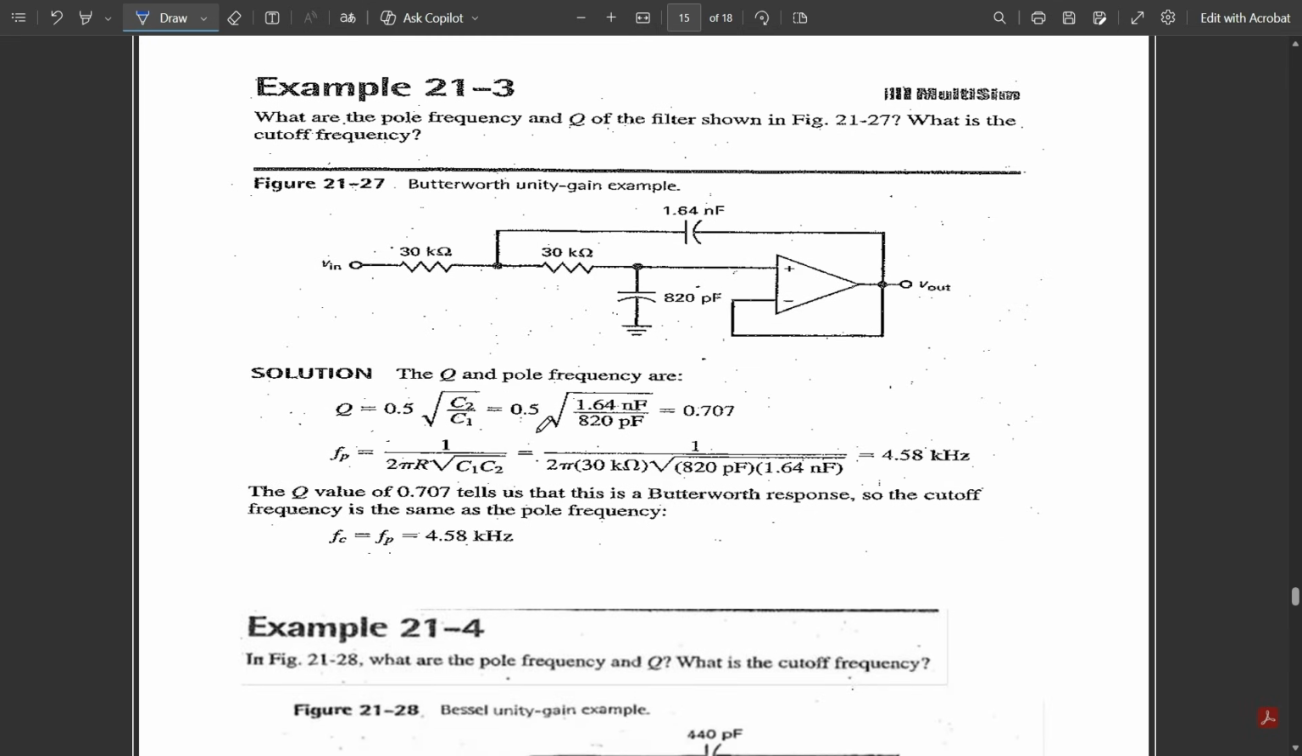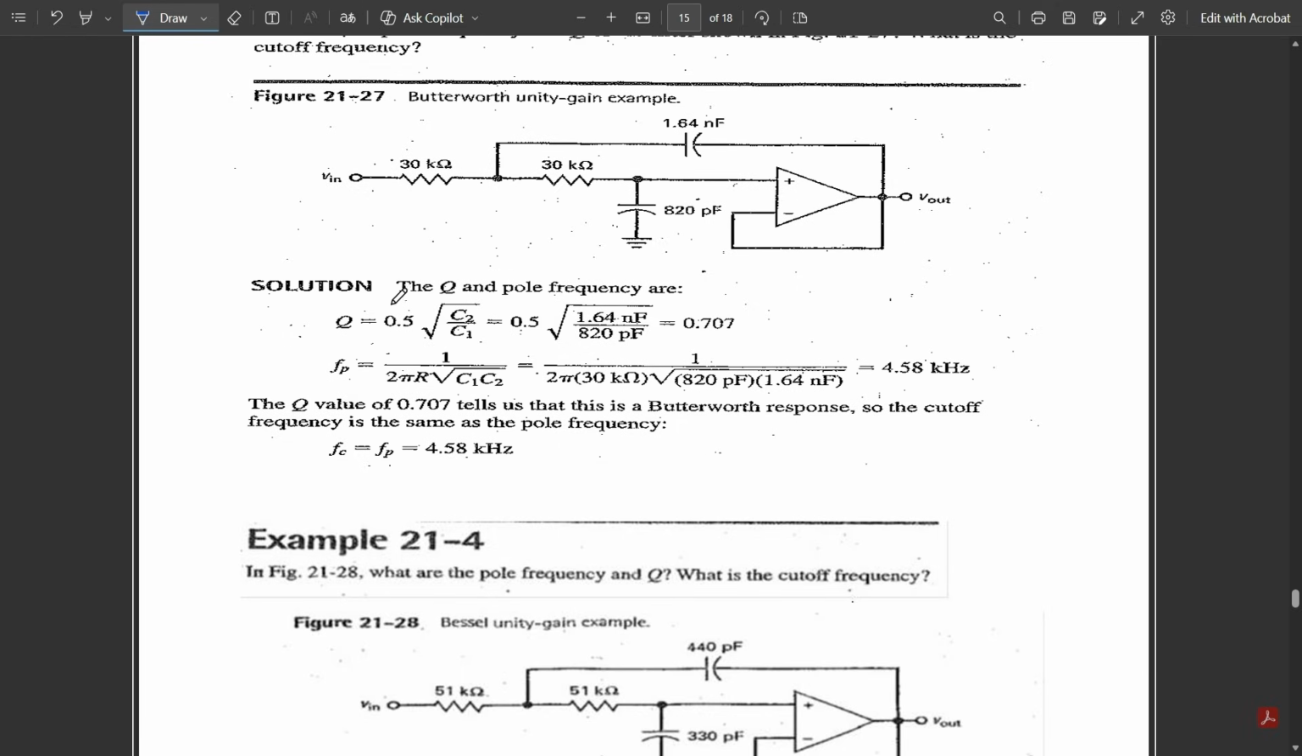Directly put in the formula and find the value for Q first. For Q, the formula is 0.5 into square root of C2 divided by C1. Substitute that: 0.5 into square root of 1.64 nanofarad.